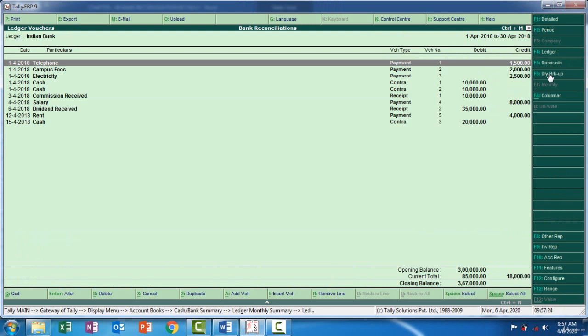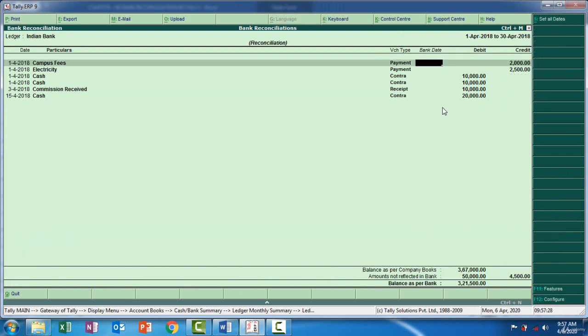Now we are going to reconcile again. If you click reconcile, the transactions for which we have already put the bank date will not come, but the new transactions, for which the bank dates are not put, will come here. So you can see here in reconciliation, we need to put the bank date here, right? Okay, so now we are going to look here.